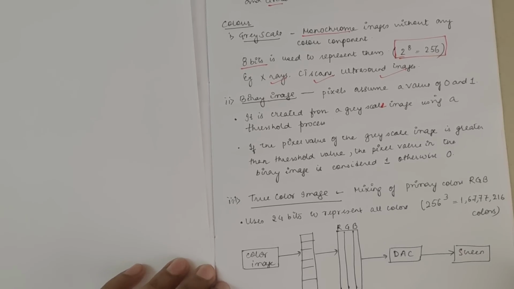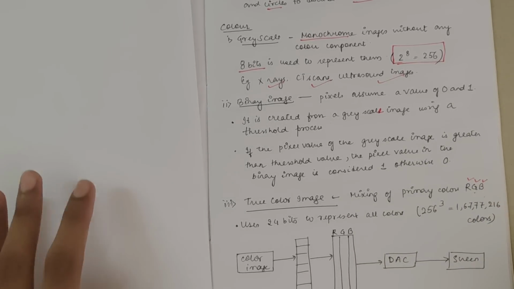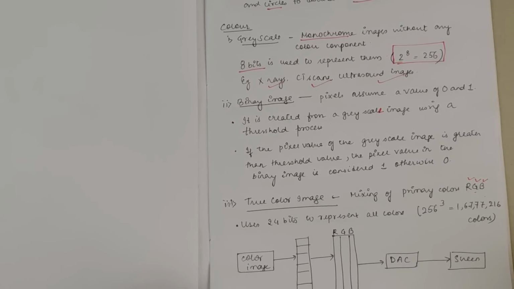Next, what is a true color image? A true color image is a combination of various colors, that is the RGB combination, red, green and blue, which I've already covered in module 1 on computer graphics color components. Next, how will you represent this? It mainly uses 24 bits to represent all the colors.